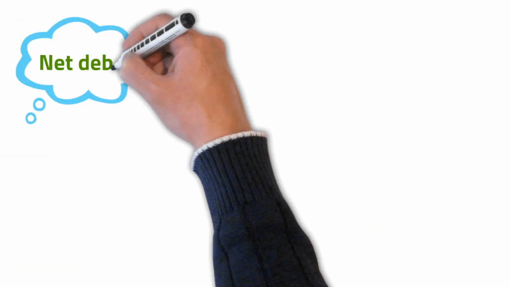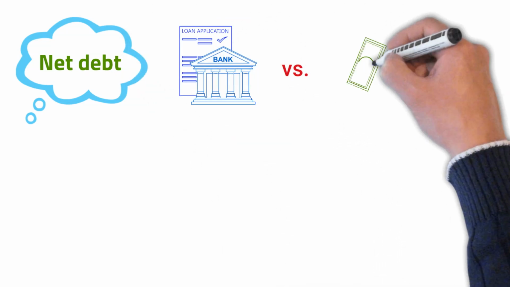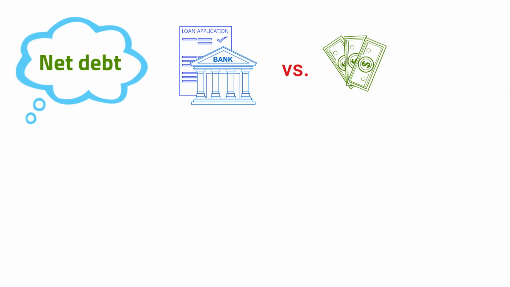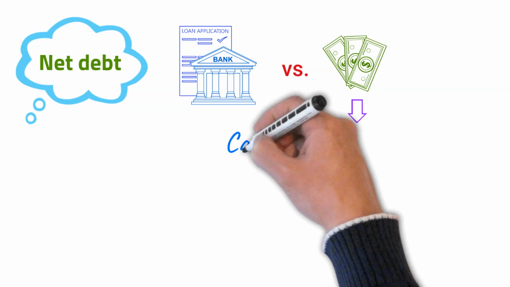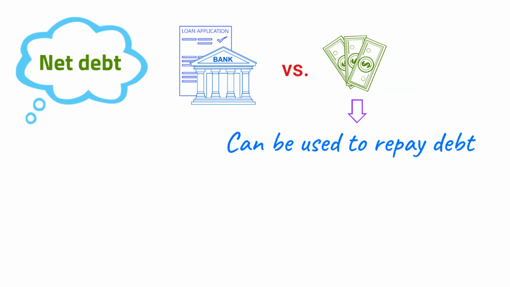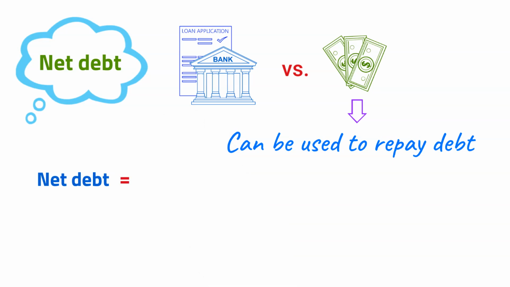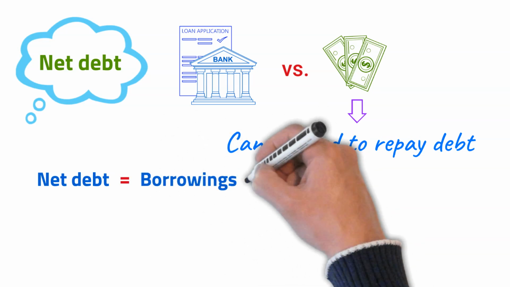What is net debt? Net debt measures how much debt a company has after considering available cash. The basic idea is simple. If you have loans, but also cash in the bank, you could use some of that cash to repay debt. The formula is quite simple. Net debt equals borrowings less cash and cash equivalents.